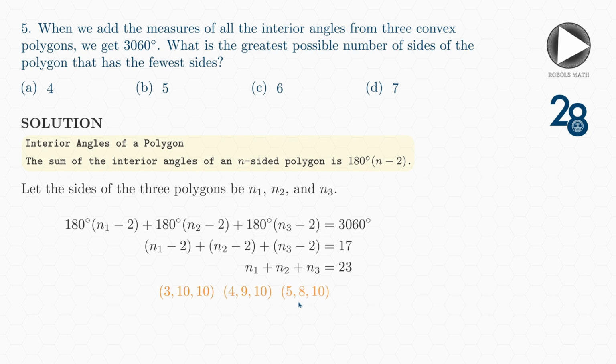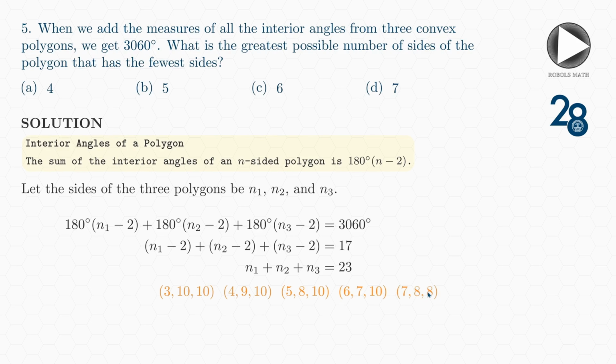So we check, is there a set where the smallest one is 5? The answer is yes. We have 5, 8, 10. Is there a set which has 6 as the smallest? Yes, there is. That's 6, 7, and 10. Is there a set which has 7 as the lowest? The answer is yes. That's 7, 8, 8.